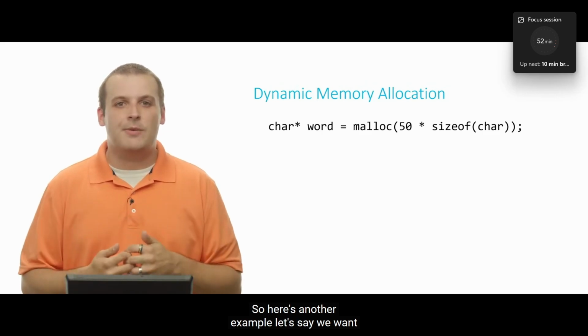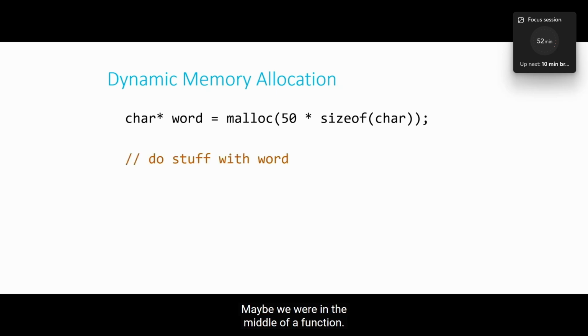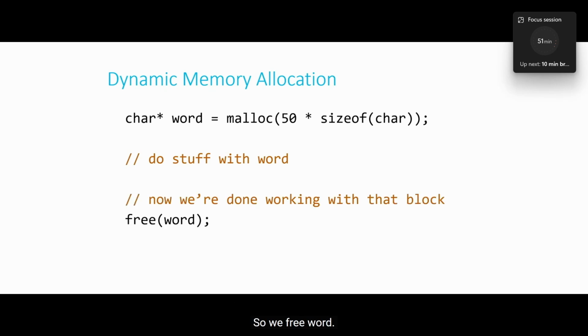So here's another example. Let's say we want to malloc a 50 character long array. So basically a big string, we're going to call it word. We dynamically allocate it. Then we just do some stuff with it. Maybe we're in the middle of a function. We're changing its value, we're assigning new characters, we're printing it out, for example, and then we decide that we're done with it. How do we release this back to the system? We just need to free it. So we free word. Word is the pointer to that block of memory. That's the thing that we want to free.